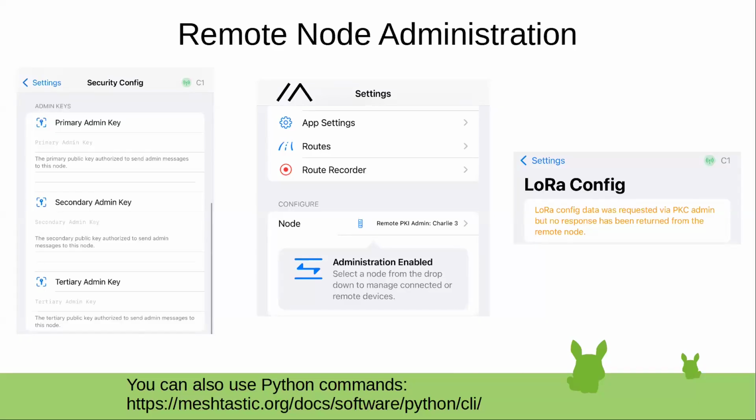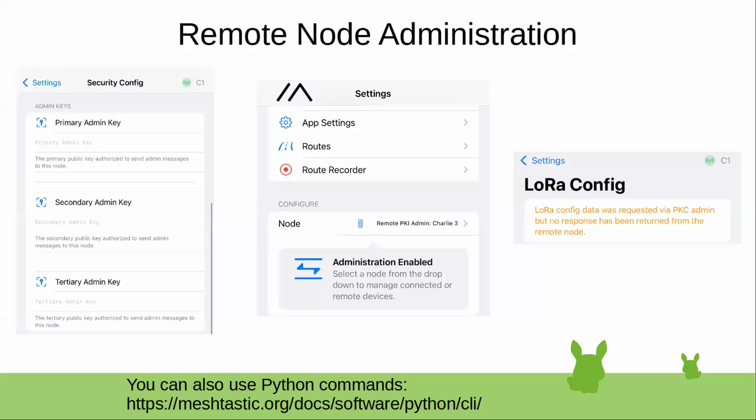This is how to set up that. We talked about the PKI admin or the remote admin. This is how you set it up. This would be the remote device you're trying to administer, and then this would be the device you're administrating from, like the one that's connected at your house or on your computer. On the remote device you're trying to connect to, you're putting the public key from your administration device into these admin key settings in the remote node.